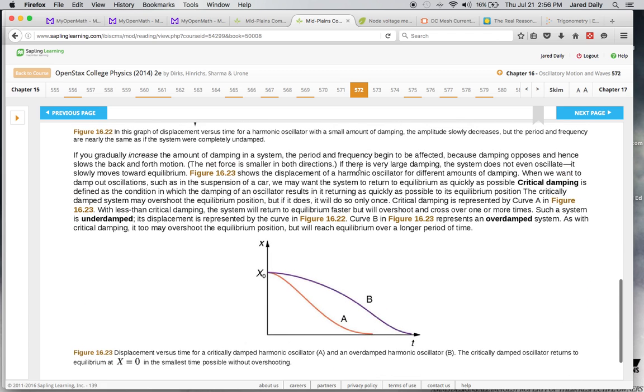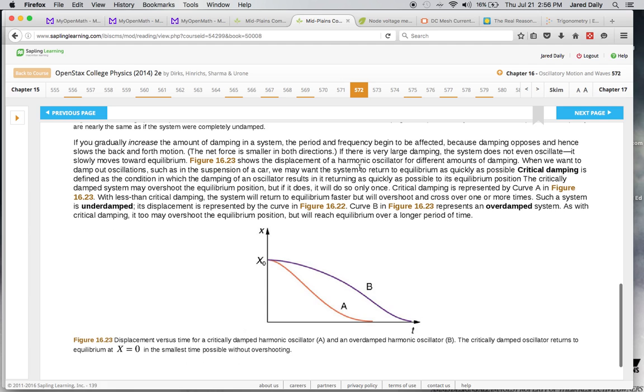There are a couple of different ways that you can damp an oscillator. You can have a system that is overdamped, which would be A here. Curve A here represents an overdamped oscillator, where an oscillator is damped before it even gets through one complete cycle. And then you have an underdamped, which is... actually, I'm sorry, A is actually what they call critical damping.